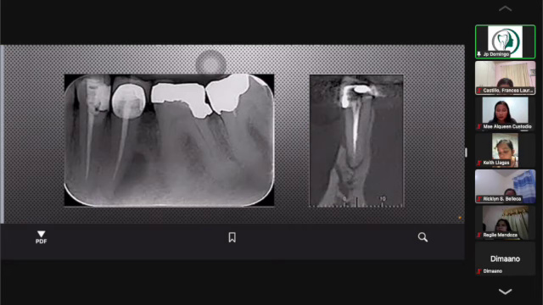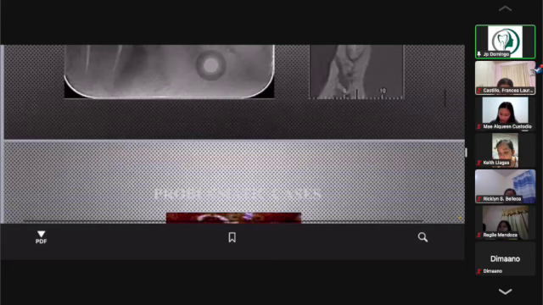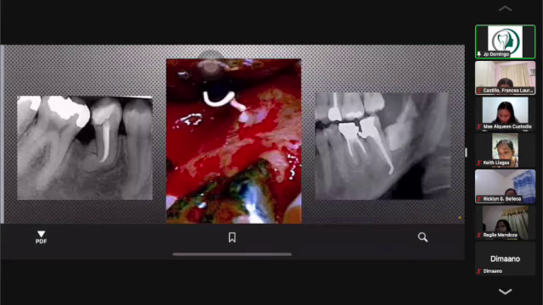Okay. So we go to problematic cases, no? Here are some of the problematic cases. If you look at the X-ray on the left side, it shows apical curvature on the mandibular second premolar, and surgery was performed to resolve persistent apical periodontitis. Okay? So, apical perio. Now look at the one in the middle, the clinical case.